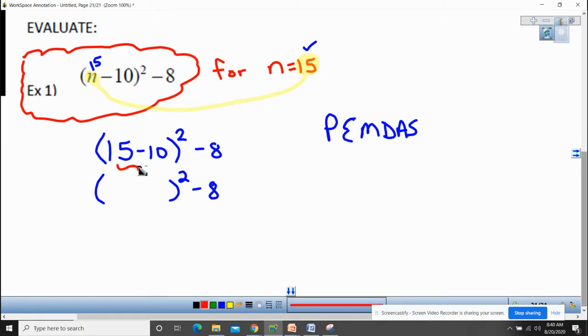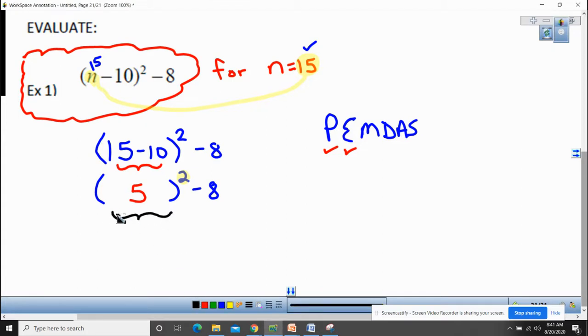So we need to do this first because that's what's inside the parentheses. We're not considering any of this yet. 15 minus 10, well, that's just 5. So now we're going to go again. Cha-ching, we did parentheses. What's next? Look in the problem. Is there any exponents? Well, yeah, there's exponents. It's right here. So don't do the minus 8. Focus yourself again right here.